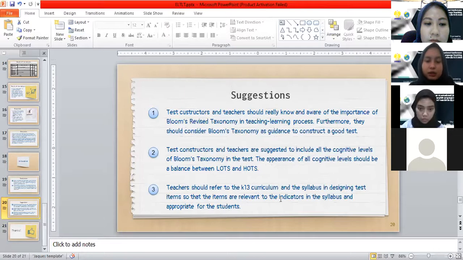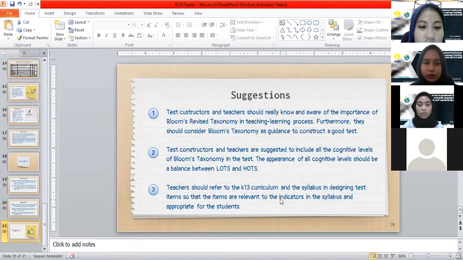And also, the second is test constructors and teachers are suggested to include all of the cognitive levels of Bloom's taxonomy in the test, and the appearance of all cognitive levels should be balanced between lower order thinking skills and higher order thinking skills. And the last is teachers should refer to the K13 curriculum and the syllabus in designing test items so that the items are relevant to the indicators in the syllabus and appropriate for the students.